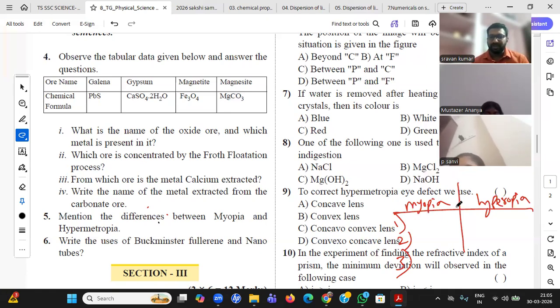Give the differences between myopia and hyperopia. You only give the myopia, beta. What can you write about myopia? In myopia, a person can see nearby objects. Very good. See nearby. Okay.